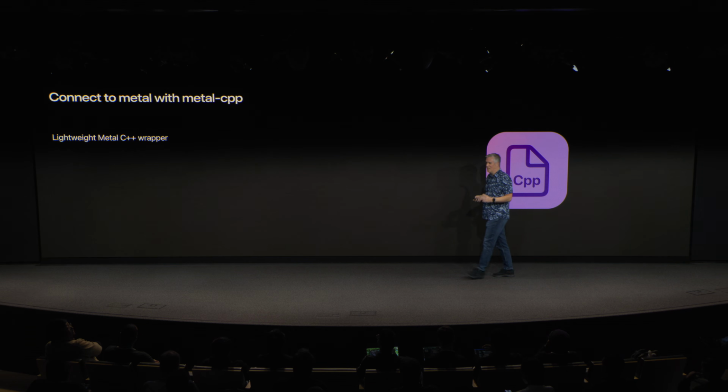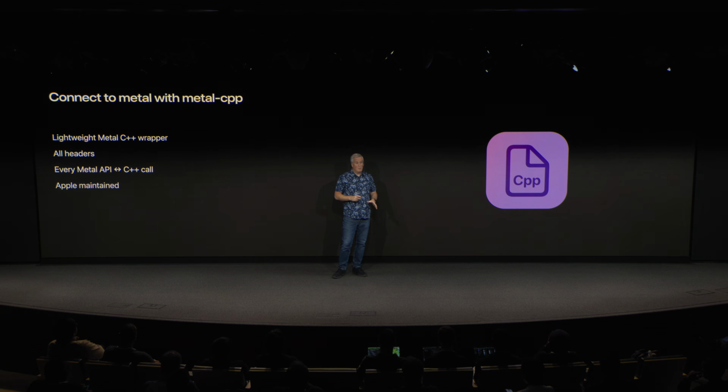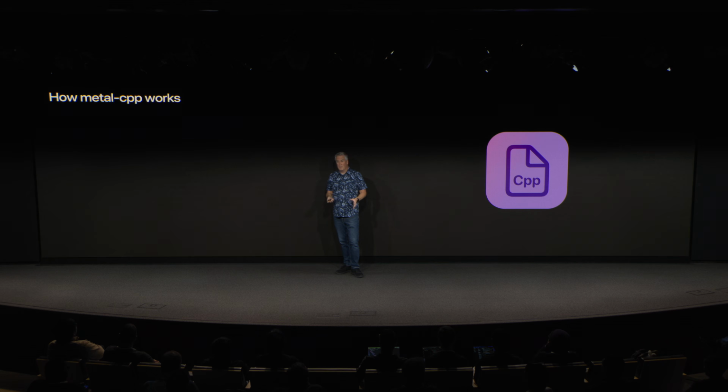Metal CPP is a lightweight C++ wrapper. I say it's lightweight because it's implemented as a header-only library with inline function calls. It provides 100% coverage of the Metal API, implementing a one-to-one mapping of C++ calls to Objective-C APIs. And Apple is committed to maintaining and updating this library along with the latest Metal APIs. It's open source under the Apache 2 license, so you can modify the library and include it into your game easily.